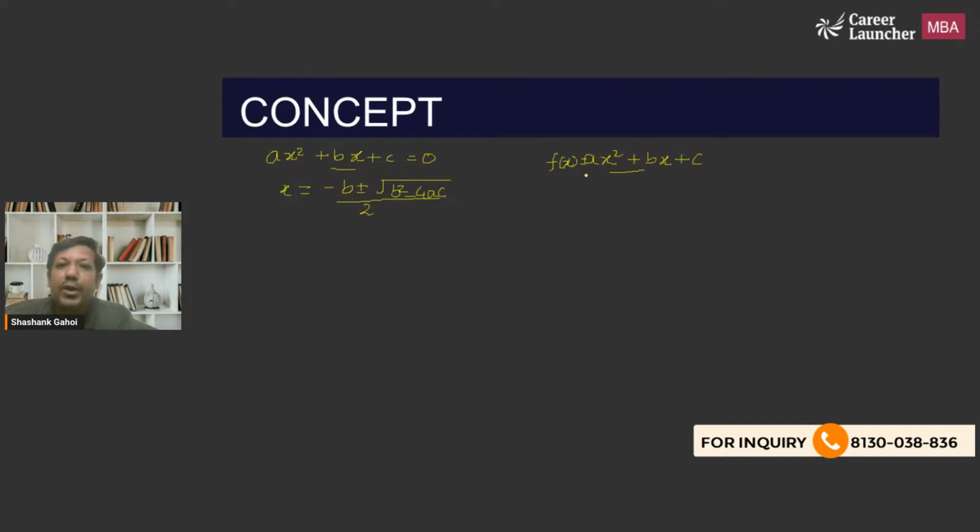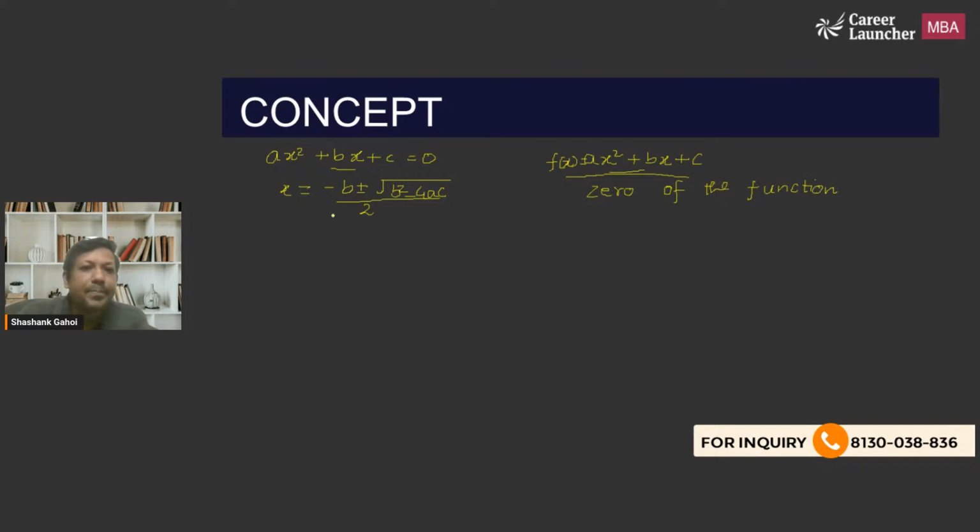But what about a quadratic function? How many roots does a quadratic function have? A quadratic function doesn't have roots because it is not equal to 0. The value of x at which the function becomes 0 is called a zero of the function.